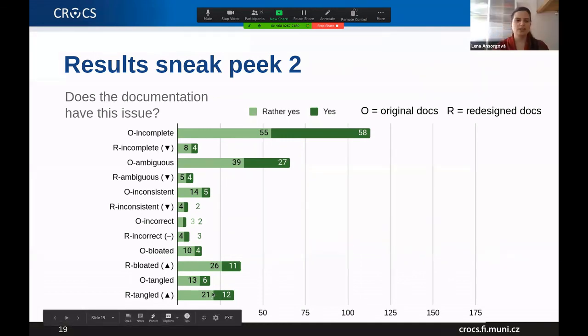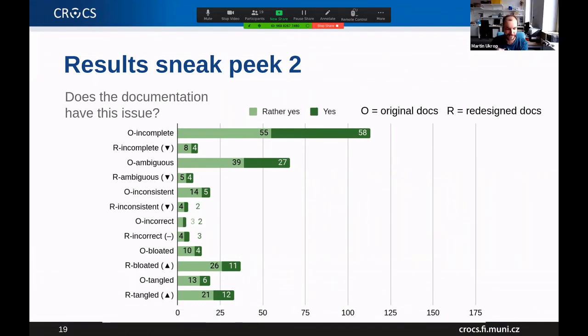Excuse me, Martin. Yeah, I'm a little bit unclear what you mean by tangled. Tangled, well, the list of issues is taken from a research paper of possible issues, inspected by asking free text answers of the developers. Tangled is basically that the structure is confusing and you are unable to find what you're looking for. That's sort of tangled. Yeah, that's perfectly clear. Thank you. You're welcome.